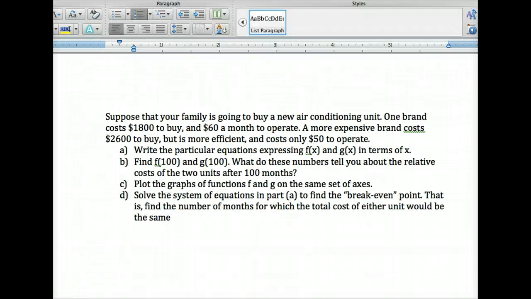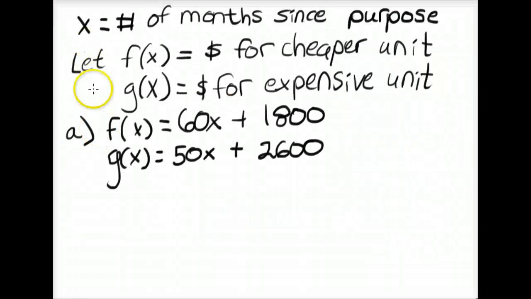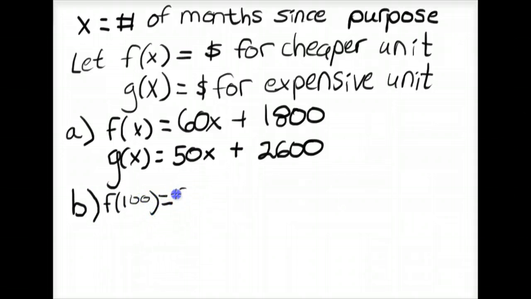So part B wants us to find f of 100 and g of 100, and also what these numbers tell us about the relative cost between the two units after 100 months. So for f of 100, this is just the f of x notation. So basically, if we're going to find f of 100, that is going to equal 60 times 100 plus 1800, which is going to equal 7800.